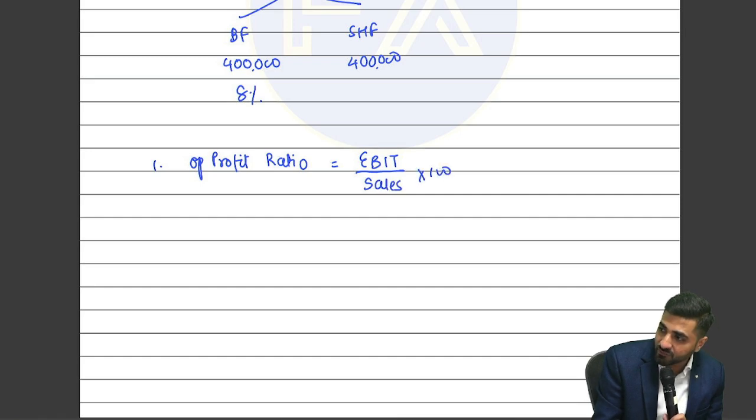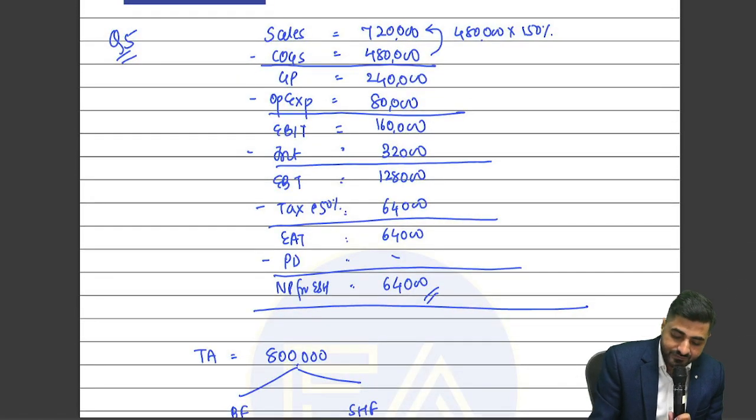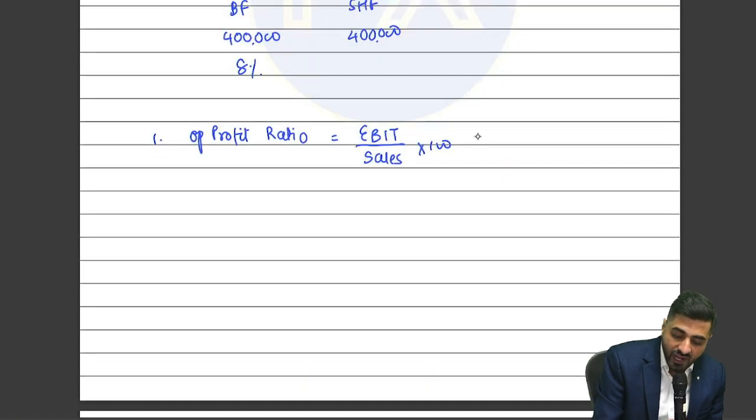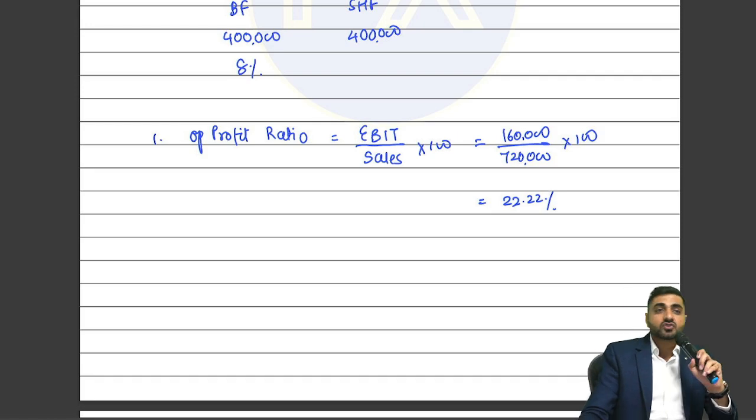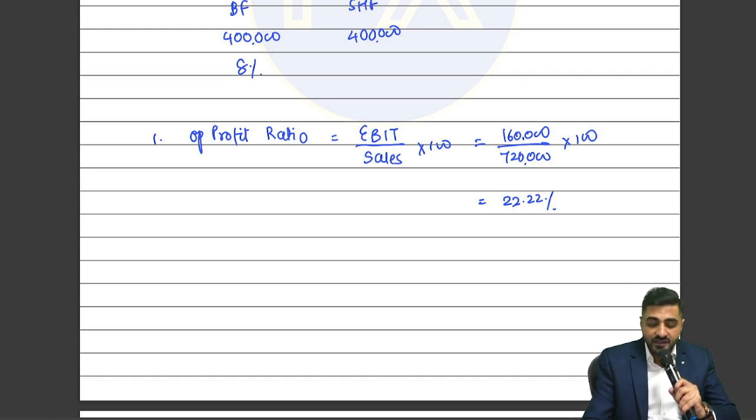Very simple, operating profit ratio. Do you have the EBIT? How much is that? 1,60,000. Do you have your sales? How much is that? 7,20,000. 1,60,000 divided by 7,20,000 into 100. 22.22%. Then what's the second ratio?